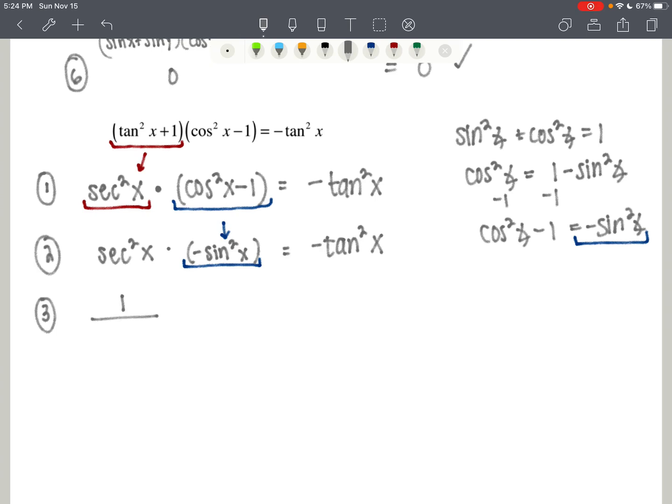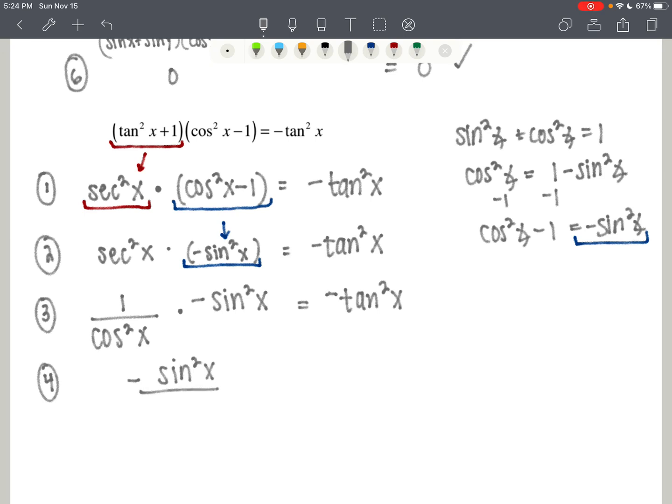Well, secant is the reciprocal of cosine, so we can make this 1 over cosine squared of x times negative sine squared of x. And when we multiply 1 over cosine squared times sine squared, we're going to get tangent squared. So we have negative sine squared of x over cosine squared of x, which gives us negative tangent squared of x, which is exactly what we needed on the right-hand side of the equation.